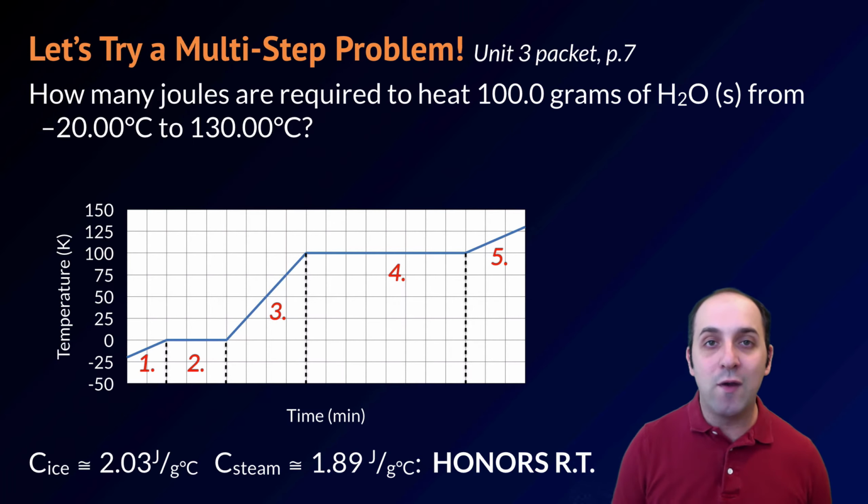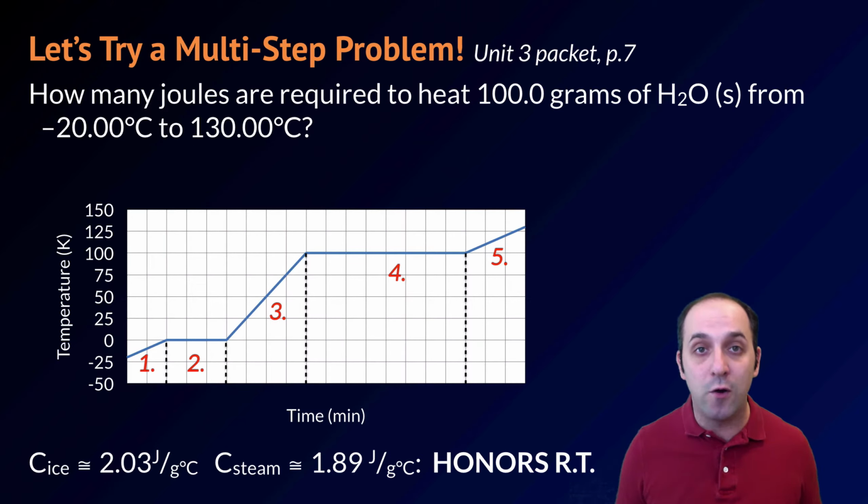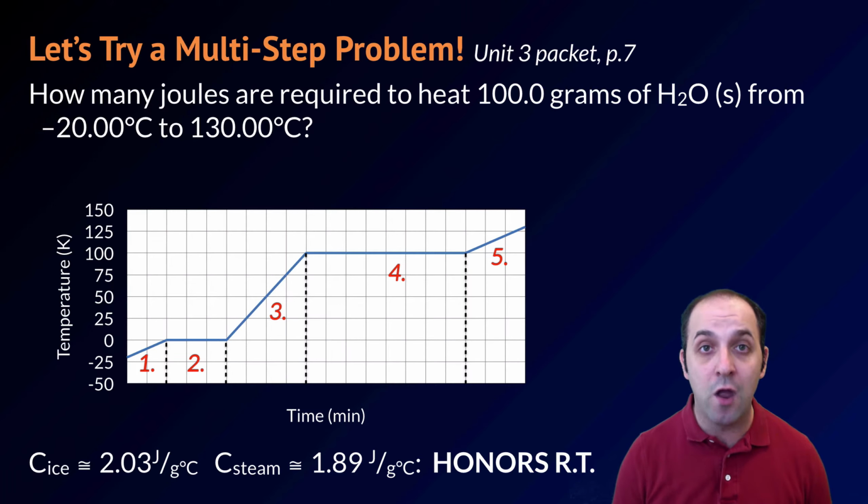One thing that you're absolutely going to need to have in order to do these problems is the specific heat of things other than liquid water. The specific heat of liquid water is, of course, given to you on reference table B of the New York State reference tables. It's 4.18 joules per gram degrees Celsius. We've talked about that already. But you need specific heats for other phases of water, and for those, they're given on your honors reference table. The specific heat of ice is 2.03 joules per gram degrees Celsius, and the specific heat of steam that we're going to use is 1.89 joules per gram degrees Celsius. These are both approximate values, so you may have different values depending upon the reference that you're going to be using.